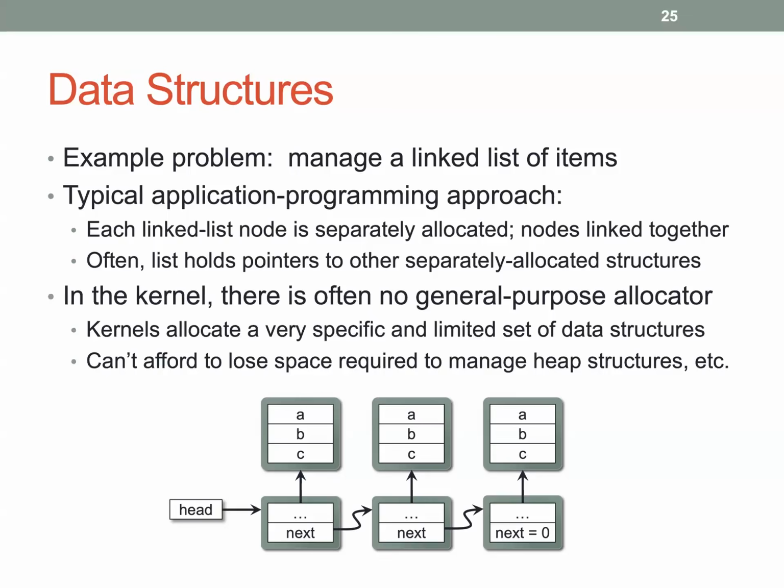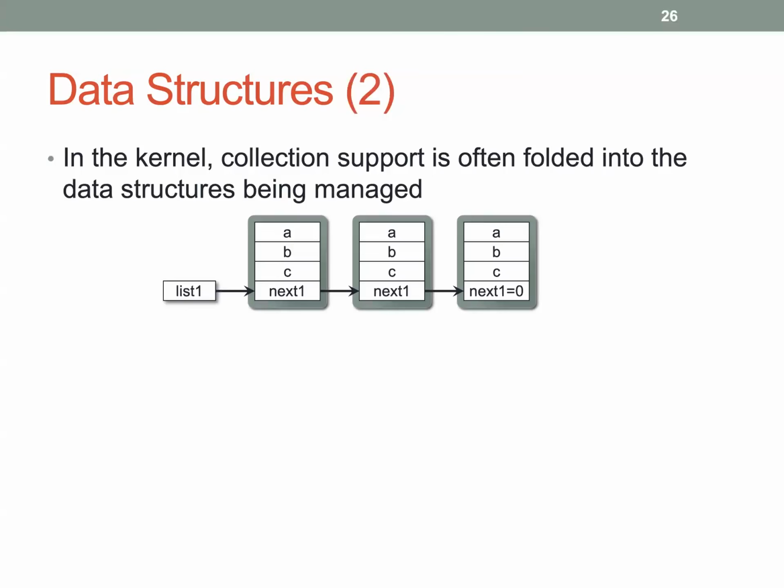Now, the kernel doesn't have a general purpose allocator. We're going to talk about kernel allocators in a few lectures, and you'll see that they tend to be very specialized in how they operate. So we can't afford to incur the overhead of a general purpose allocator, or the header and the footer and all that kind of stuff that goes along with every allocation. And so the kernel will use a technique like this.